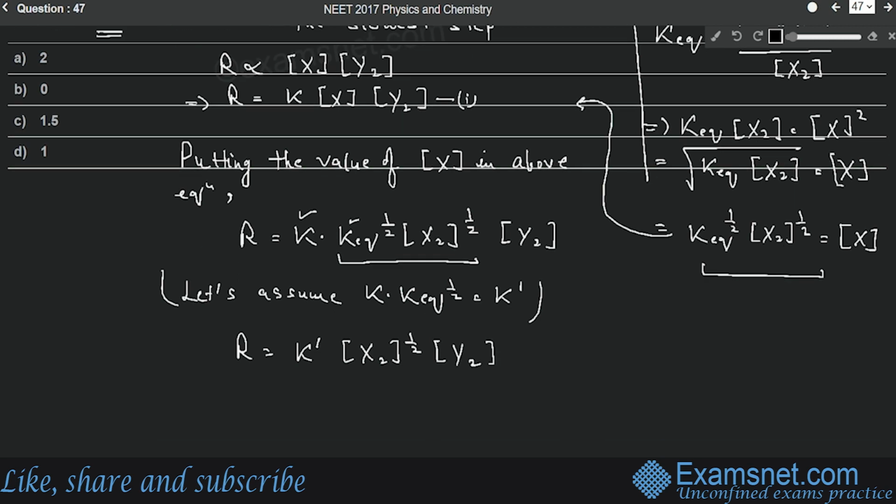So from this we can find out the order of the reaction, right? What is the power on X2? It is half, that is 0.5. And what is the power on Y2? It is 1. So the overall order will be 1 plus 0.5, that is 1.5. So option C will be the correct answer.